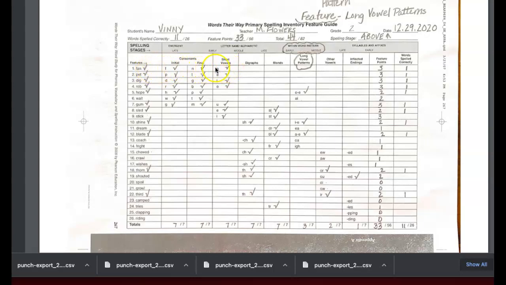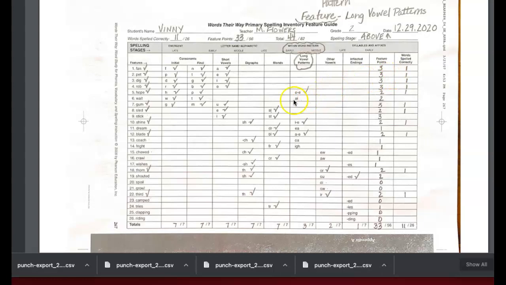So he spelled the word fan correctly. So over here, he gets 3 feature points. 1 word is spelled correctly. Pet is the same way. He got the 3 features in the word. So there's his 3 points. And he spelled it correctly.